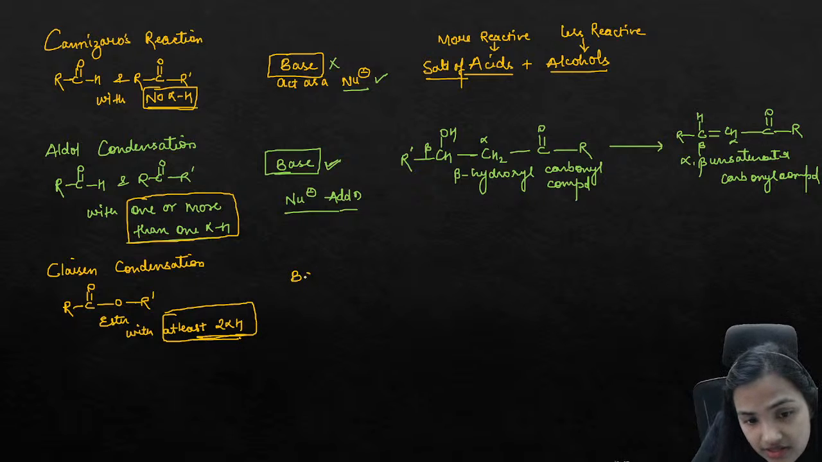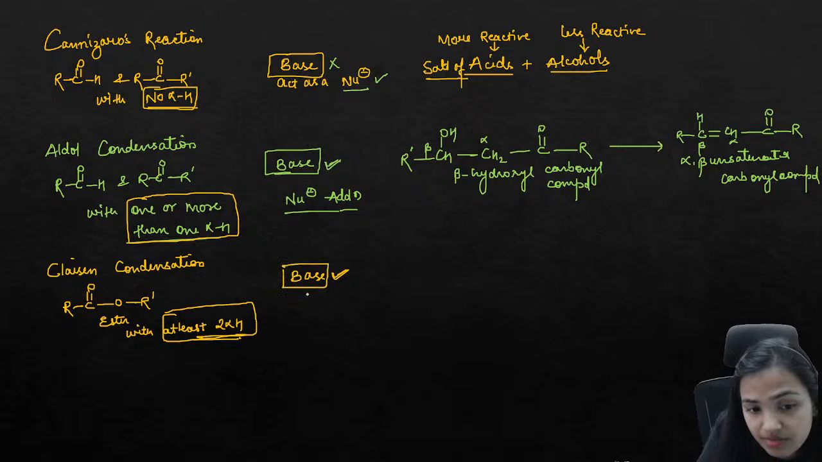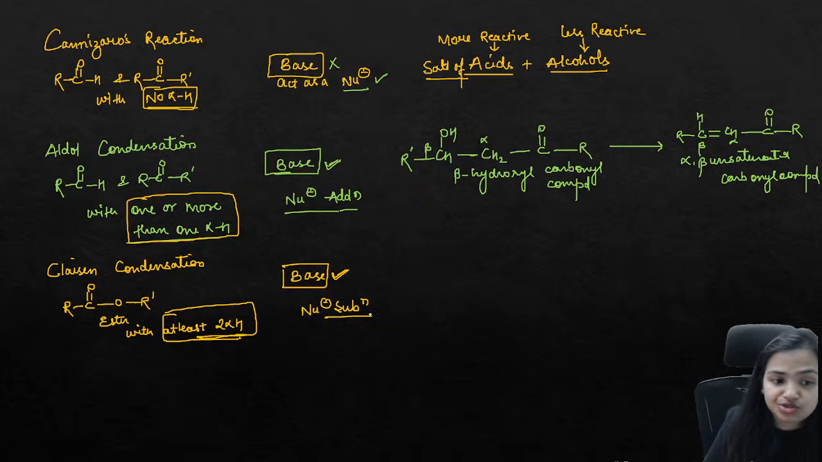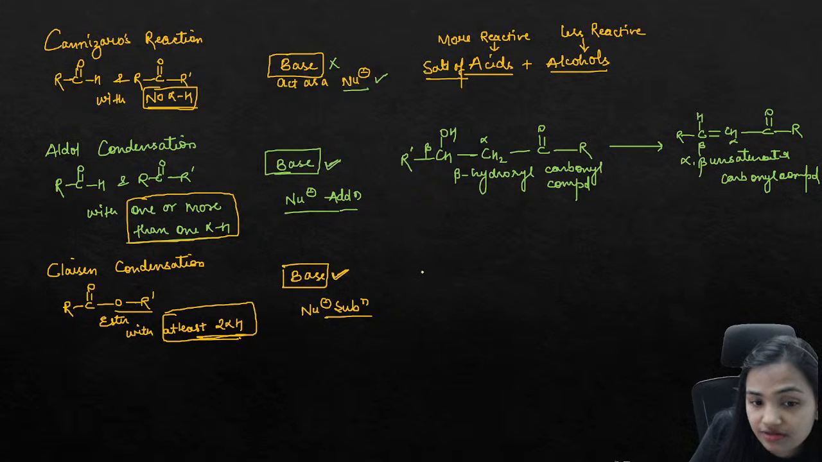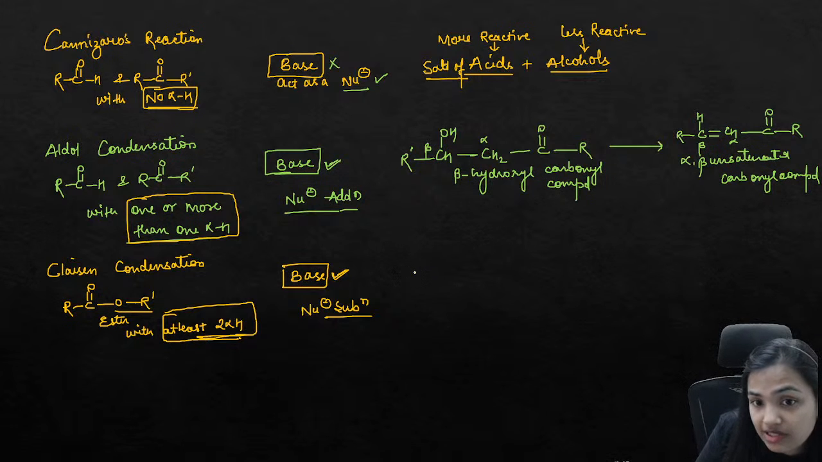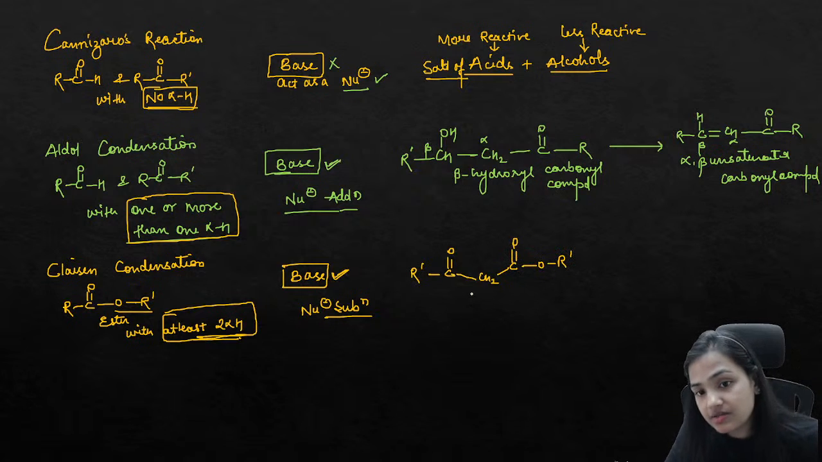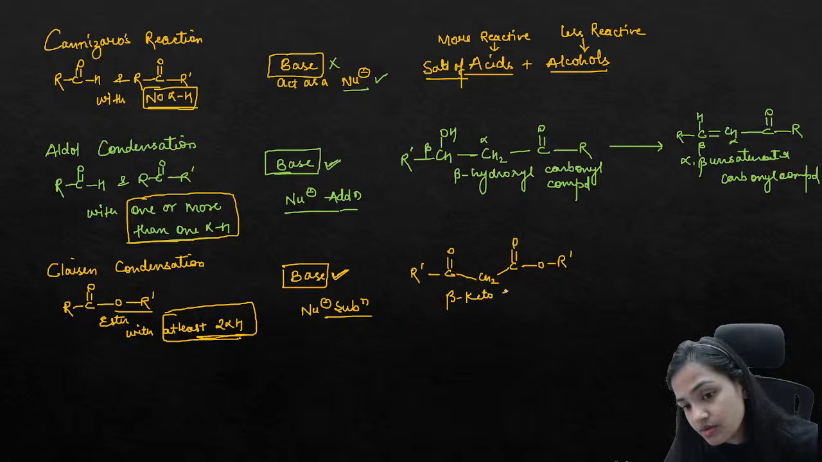Now here also the reaction will occur in the presence of a base. If this is acting as a base, it will remain acting as a base, and the nucleophilic substitution mechanism will occur. Why nucleophilic substitution? Because here we have the leaving group. Because we have a leaving group, the substitution will occur rather than the nucleophilic addition. So we will be forming the beta keto ester, that is R C double bond O, CH2, C double bond O, O R dash. This is the beta keto ester.